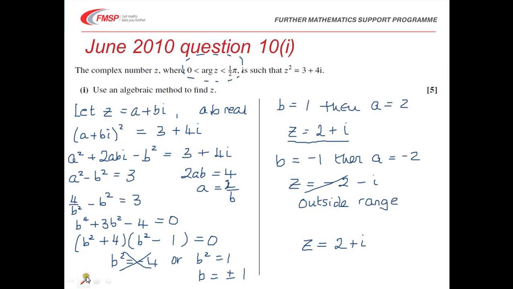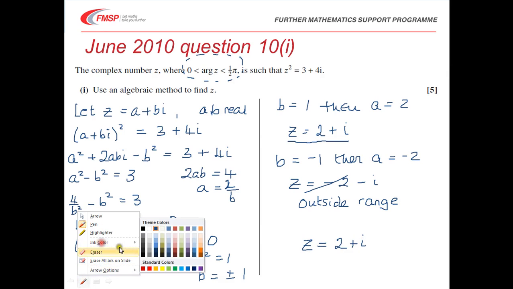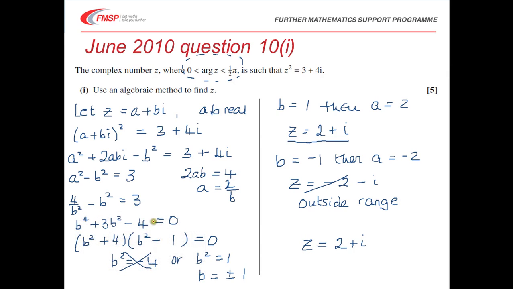If we have a quick look at how the marks are awarded for that question, you got a mark for equating your real and imaginary parts. So there was a method mark there, an accuracy mark for getting those two equations, which you then solve to find b equals plus or minus 1, so there was a method mark there.